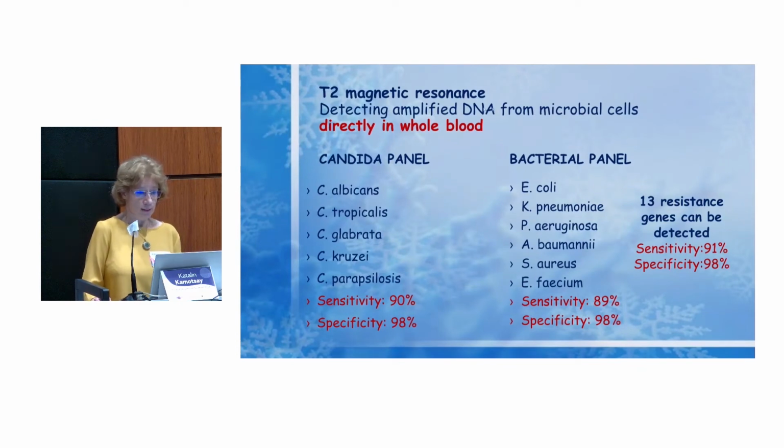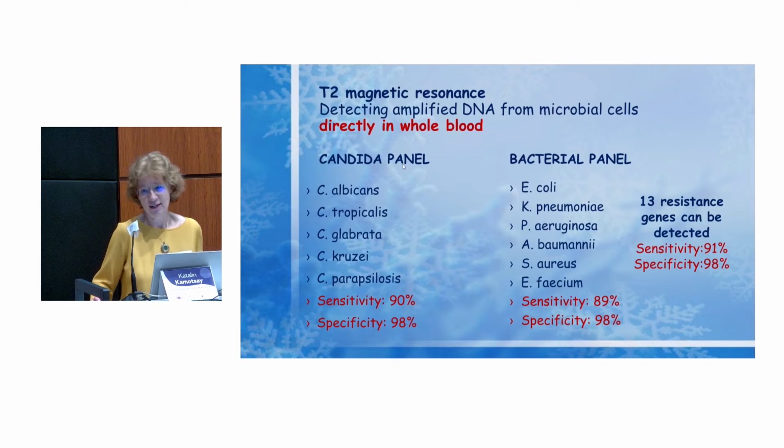This T2 magnetic resonance panel, which works directly from blood, so we don't need the pre-culturing, has a Candida panel, a bacterial panel, and can also detect resistance genes. But again, I would like to emphasize something. Thierry has also mentioned, I think, not Jordi, but it doesn't matter. We all know that if you detect a resistance gene, it doesn't mean that your pathogen is the one which holds that resistance gene.